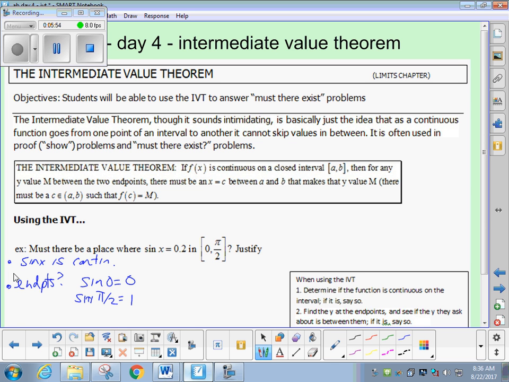Okay, now the endpoints. Let's talk about where it's going from and to, and let's see if 0.2 is in there. Now we're to where I was at. We know at the starting point, sine has a y value of 0. At the ending point, sine has a y value of 1. As it goes from 0 to 1, must it equal 0.2? Yeah, 0.2 is between 0 and 1, yeah?